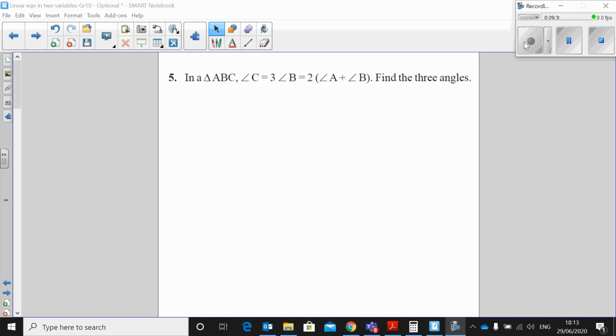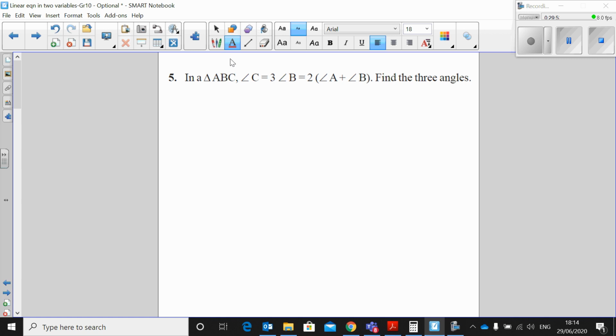Yes. Let us start the fifth sum. In a triangle ABC, angle C equal to 3 times angle B, which is also equal to 2 times angle A plus angle B. Find the 3 angles. So as we know, all three angles add up to 180 degrees in a triangle. That's the one condition we know.